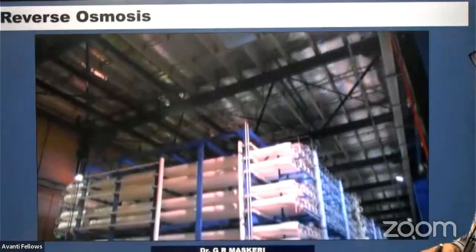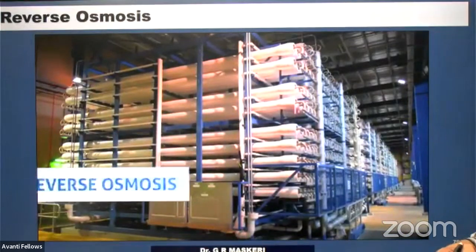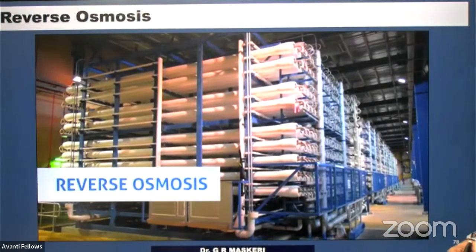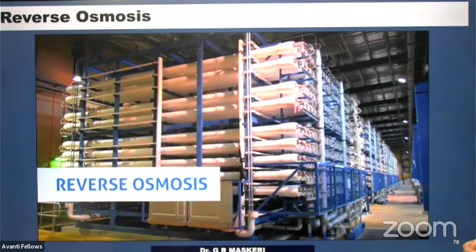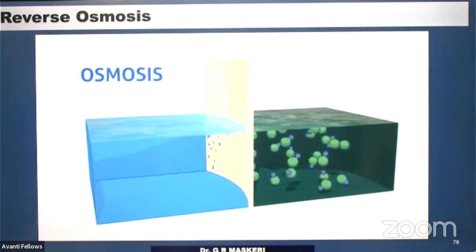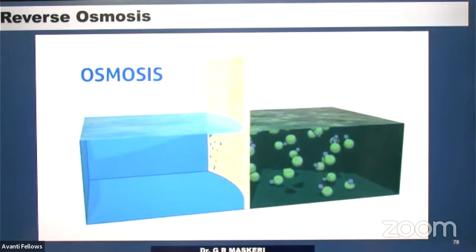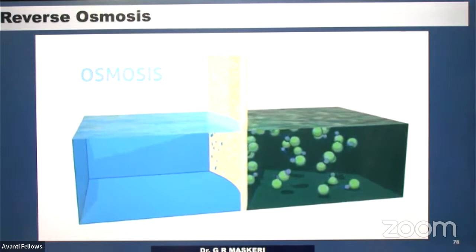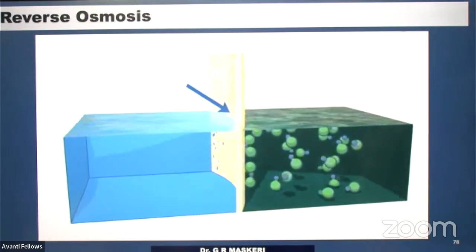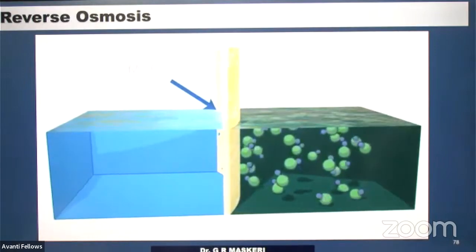The core technology used at the LA. It is a reverse osmosis plant. Reverse osmosis. First, let's explain what osmosis is. Osmosis is a naturally occurring process in which a liquid, such as water, spontaneously passes through a membrane. The membrane or semi-permeable barrier allows some molecules, like water, through.